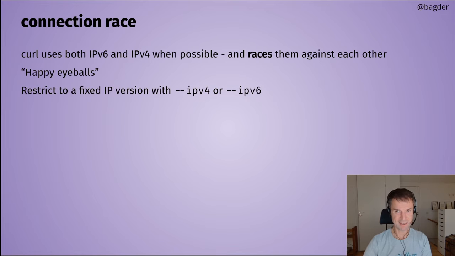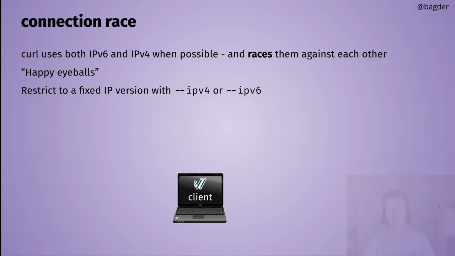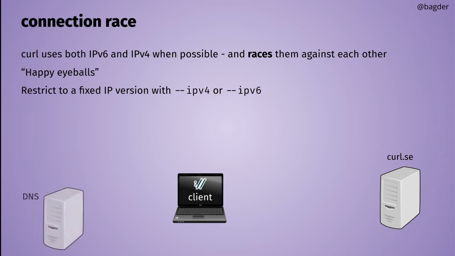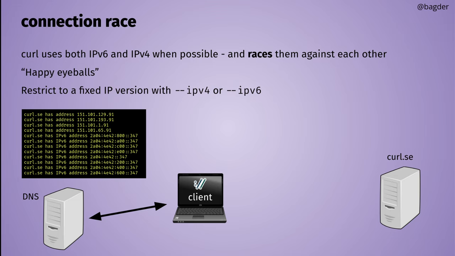You can avoid this by saying, I want to use IPv4, or I want to use IPv6. If you have a particular reason to restrict yourself or curl to that, you can do that. Look at that, that's a curl on a laptop, and it wants to connect to curl.se in this case. It will resolve the hostname from the DNS server: hello, DNS server, where is curl.se? And curl.se is an excellent example here, because curl.se has a ridiculous amount of IP addresses. So look, 8 IPv6 addresses and 4 IPv4 addresses. How do you go about using them?